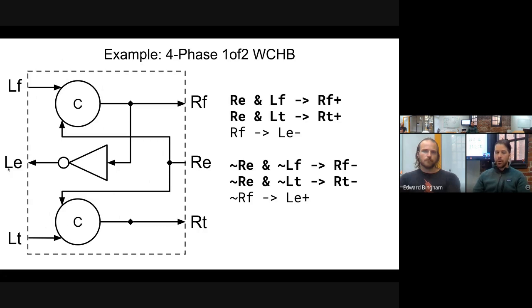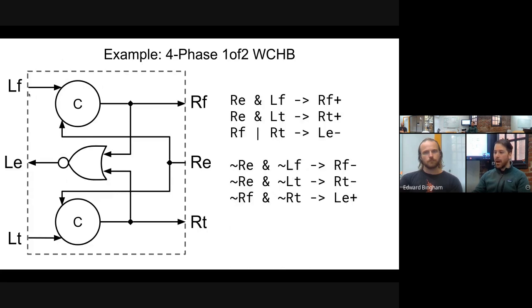And then we need to do something about the input enable. So we get a request on LF, and we know that when we set the output request high, then we can set the input enable low. Well, now we need to be able to do that for either input request. If an input request comes in on either side, then we need to set the input enable low. And so we can use a NOR gate for that. If either request is high, then we set the input enable low. And we're left with our production rules for this WCHB one of two, the four phase encoding.